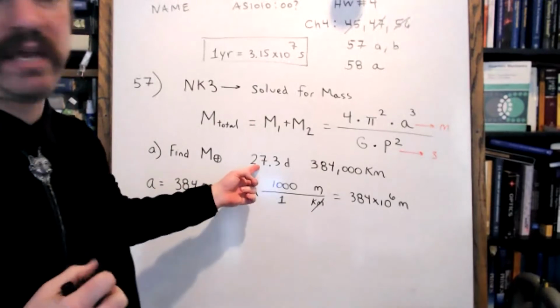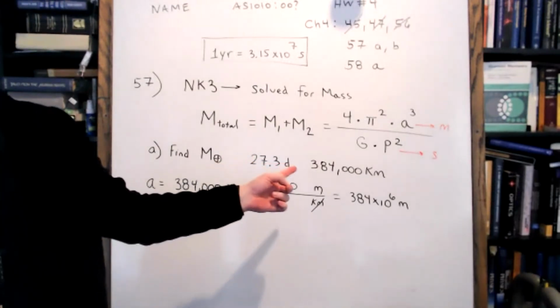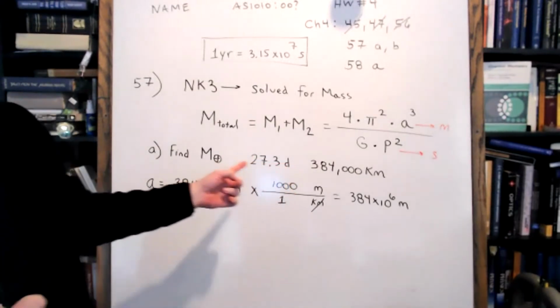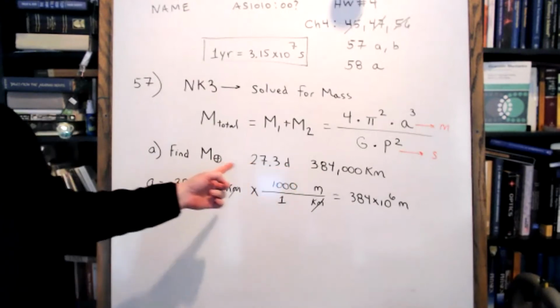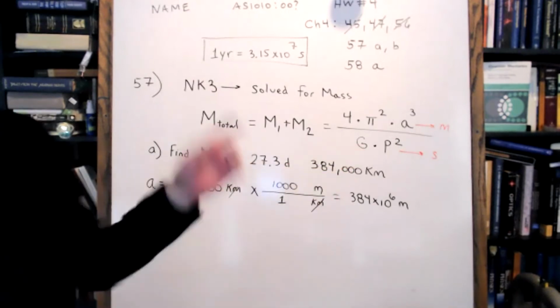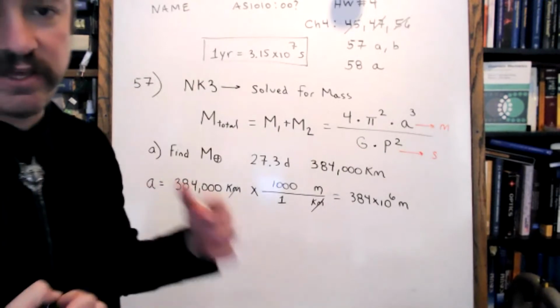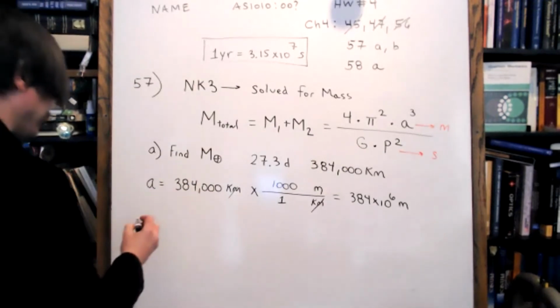Now, Nori also needed us to do MKS units. That means 27.3 days is not going to work for our period. Kim, I would like you to help me do the period conversion.